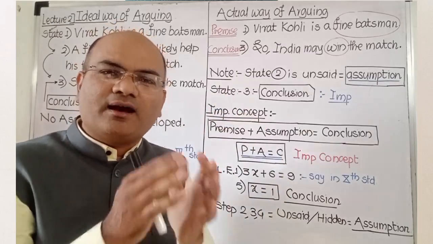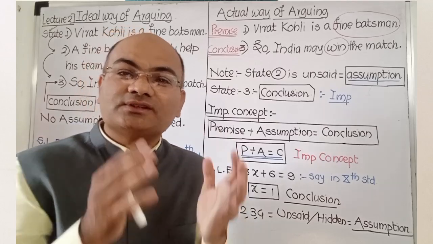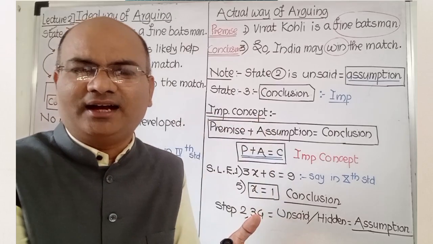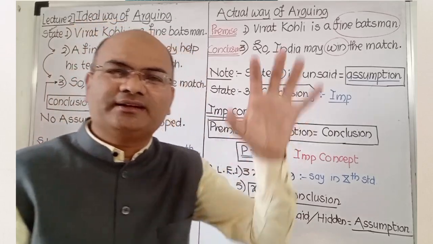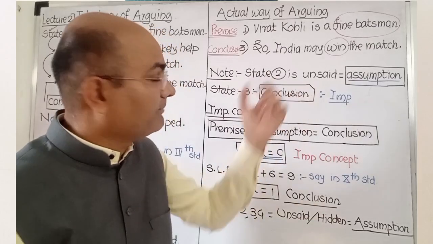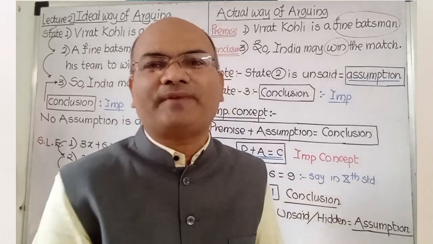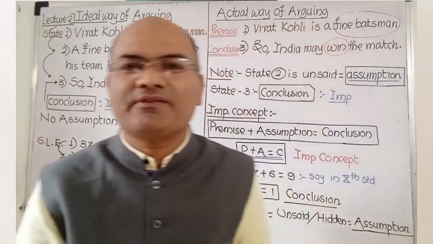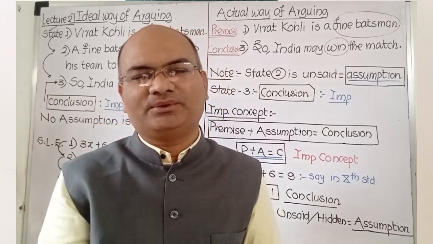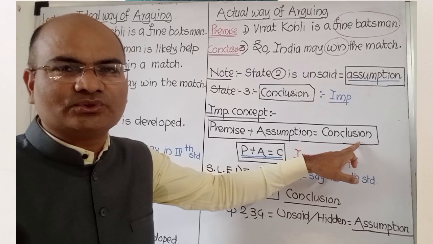I repeat once again: a fine batsman is likely to help his team to win the match, because we are assuming accordingly, because it is hidden. The assumption is obviously based on statement number 1 as the premise and statement number 2 as the conclusion. In simple terms, in an actual argument, the author gives you the premise and conclusion, and here you have to find the assumption. So simply, my dear friends, an assumption is the link between the premise and the conclusion.